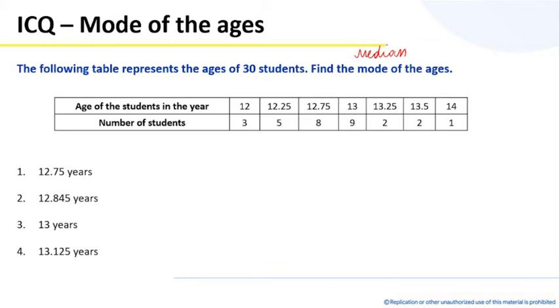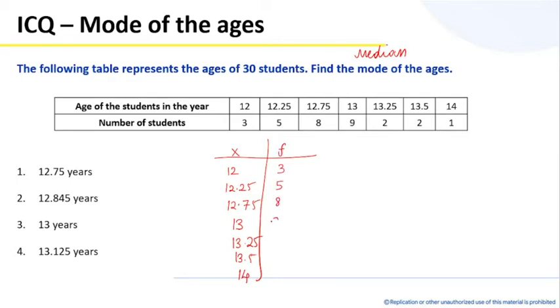Okay, so the ages of the students are 12, 12.25, 12.75 years, 13 years, 13.25, 13.5 and 14. The frequencies, if you look, are 3, 5, 8, 9, 2, 2, 1. For mode you really should not take so much time. It's very simple, because the highest frequency is 9 students who are 13 years, so I can definitely say the mode has to be how much? 13 years. But I'm really interested in calculating the median as far as this question is concerned. Median and mode are going to be 13.